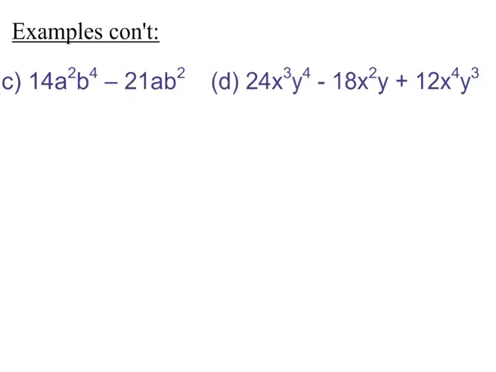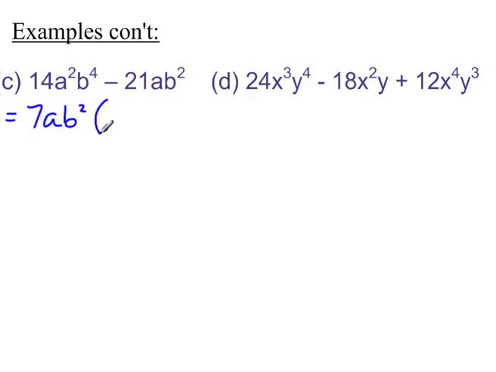So this next one, again, is getting a little bit more complicated. So again, first, look at the numbers. 14 and 21, 7 is in common. Now let's look at the letters. We have an a squared and an a, so they have an a in common. And we have a b to the 4 and a b to the 2. So there's a b to the 2 in common.